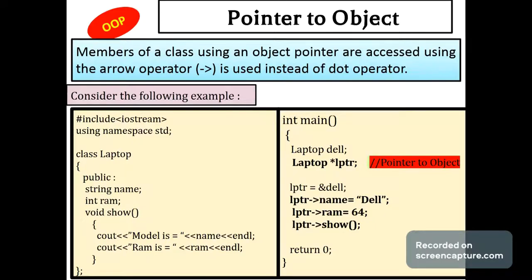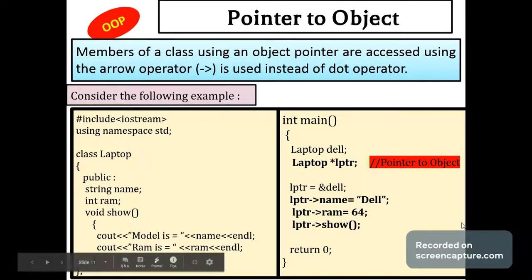Then to access the members you have to use the arrow operator. Like, if you use an object, you would write Dell dot name, but since you are using a pointer I will write lptr arrow name is equal to Dell, and then lptr arrow ram is equal to 64. So it is very easy. This is known as pointer to object.